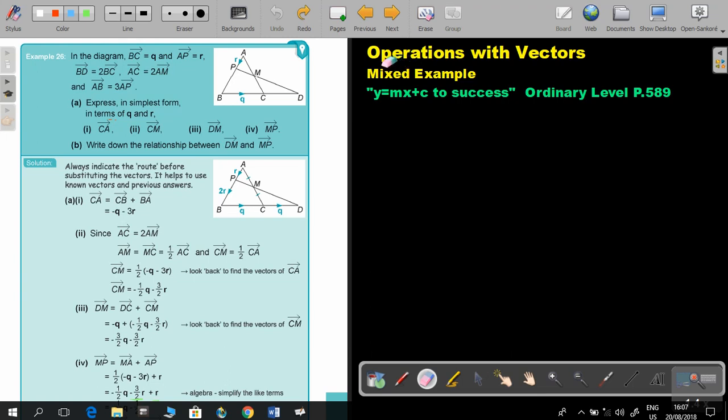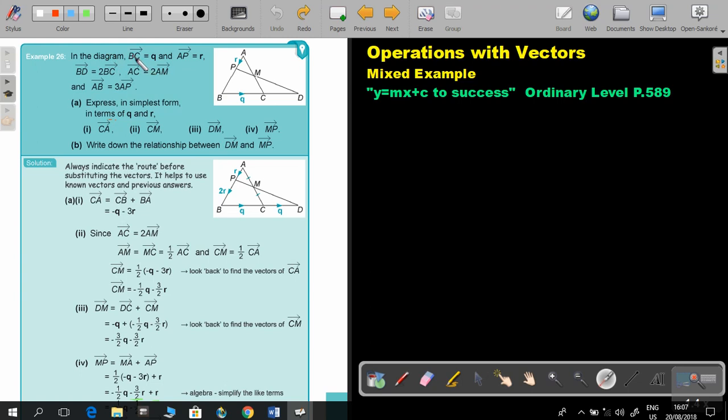We are going to continue with operations with vectors, and we are going to focus on a mixed example. You will find this on page 589 in the Namibian Ordinary Level Mathematics textbook. Let's look at an example.